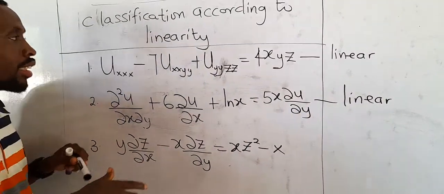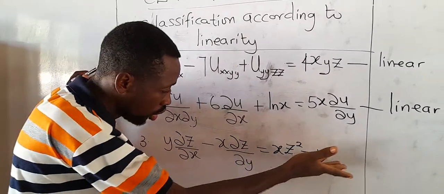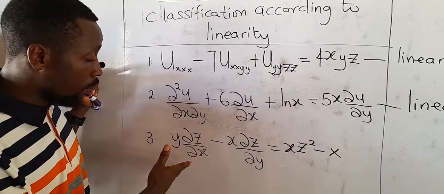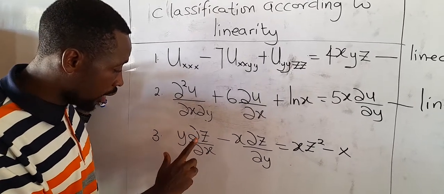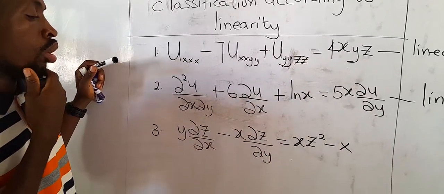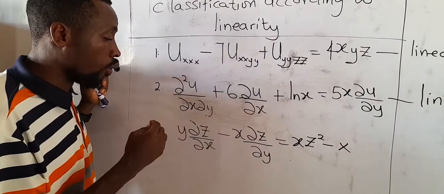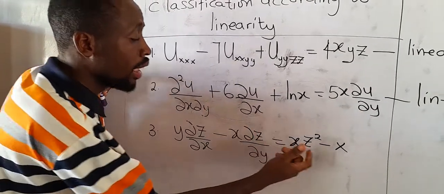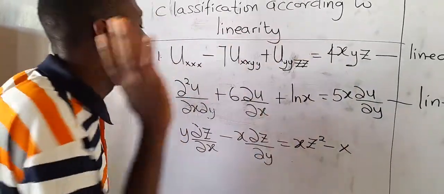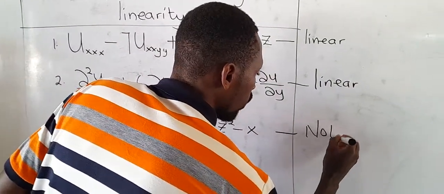Now let's see the third partial differential equation. Is there any transcendental function of the partial derivative or the dependent variable? No. Is there any product between a dependent variable and a partial derivative? Remember the dependent variable here is z. Is there any of that? No. Are the partial derivatives and the dependent variable of degree one? This partial derivative is of degree one, and this one is of degree one. But there is a dependent variable here whose degree is two. So that disqualifies this partial differential equation from being linear. So, not linear.